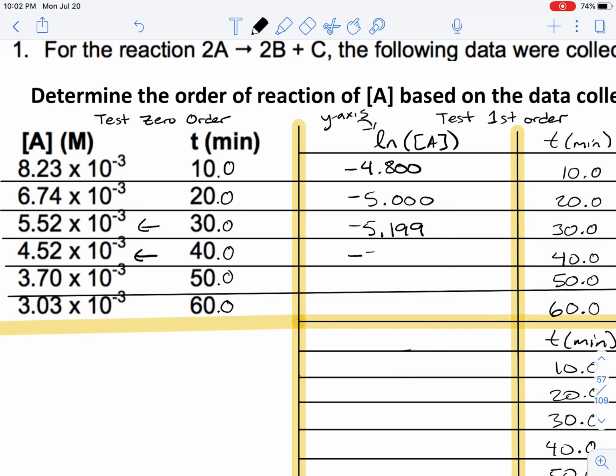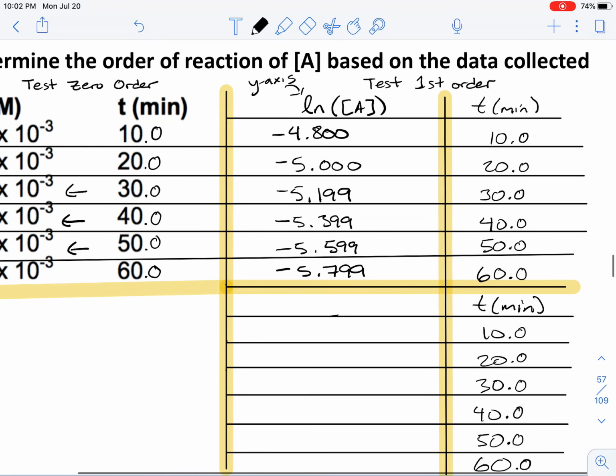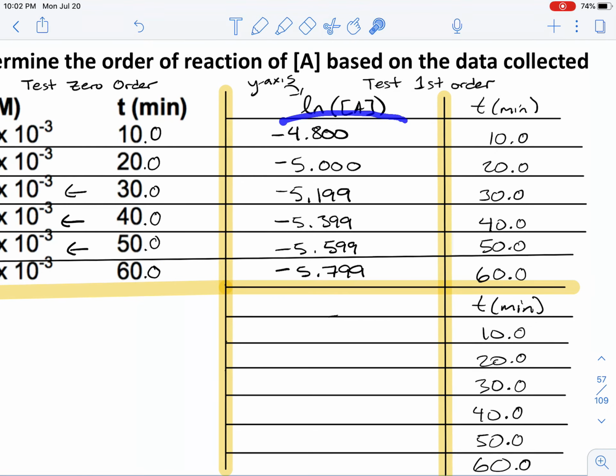And if I were to take the natural log of 4.52 times 10 to the negative 3, I'm going to get negative 5.399. And if I were to take the natural log of 3.70 times 10 to the negative 3, that's going to give me negative 5.599. And last but not least, the natural log of 3.03 times 10 to the negative 3 is going to give me negative 5.799. Okay. And so these are the values that I'm going to plot to test for first order against the same time period.